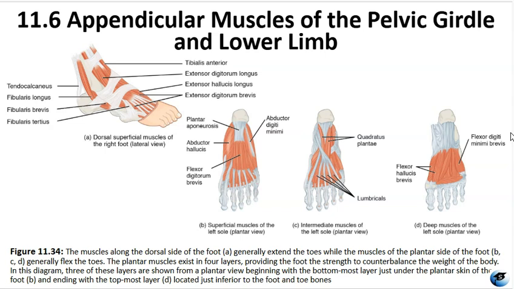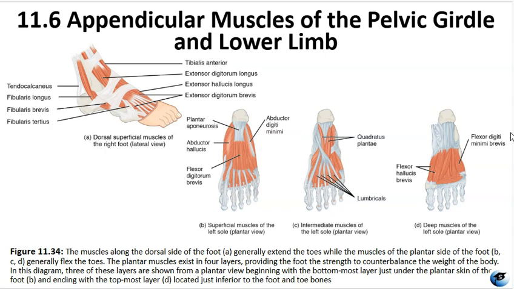The plantar muscles exist in 4 layers, which provides the foot the strength to counterbalance the weight of the body. This diagram shows 3 of those layers from the plantar view, beginning with the bottommost layer just under the plantar skin of the foot, and ending with the topmost layer located just inferior to the foot and the toe bones.